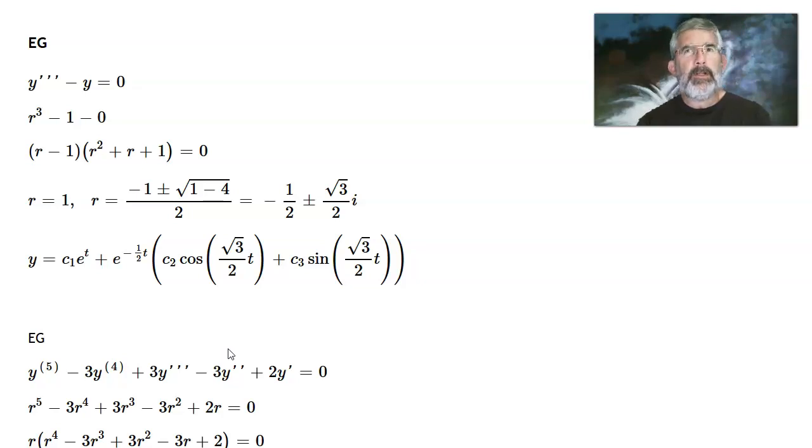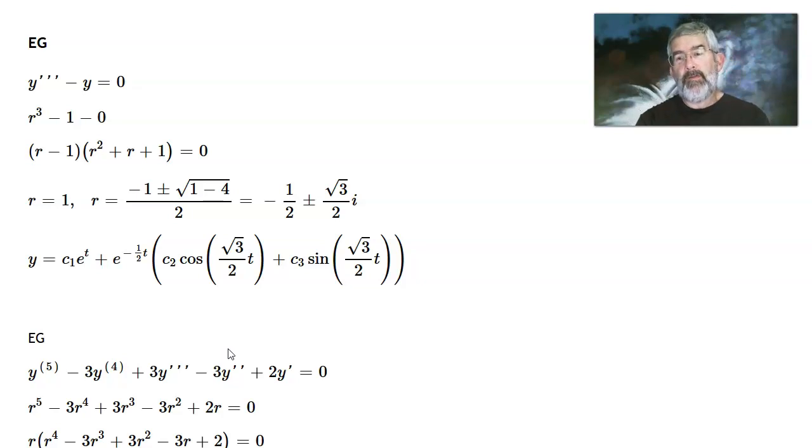Is there another one? And the answer is yes, there was another one, e to the minus t, right? Because y double prime equals y would be y double prime minus y equals 0, r squared minus 1 equals 0 for the characteristic equation, and so r is plus or minus 1. And you get e to the t and e to the minus t.